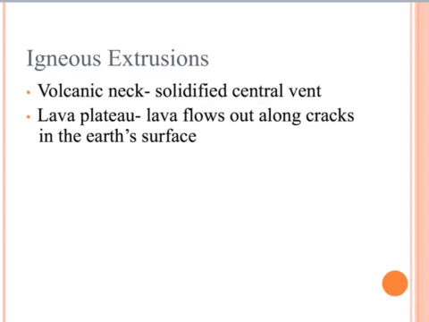Next up on the igneous intrusions is a volcanic neck. This is the inside of the volcano, in which the outside of the volcano is eroded away, and this sticks up out of the ground. A lava plateau is where lava flows out on the Earth's surface and creates a plateau, a raised area of the land.